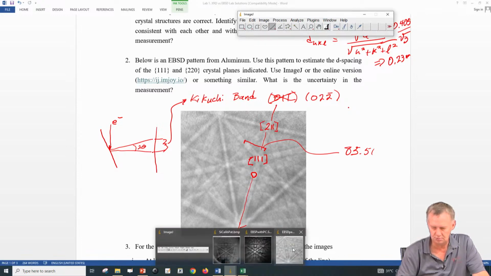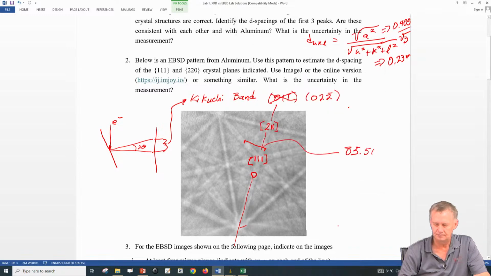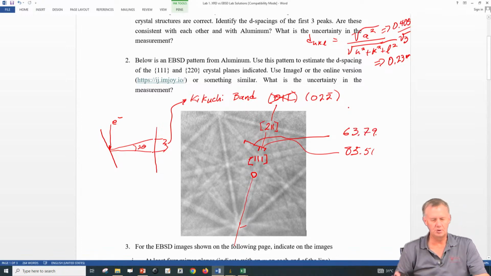Whoops. And measure along the same line, approximately. Measuring to the near side, I'm getting 63.79. Okay.